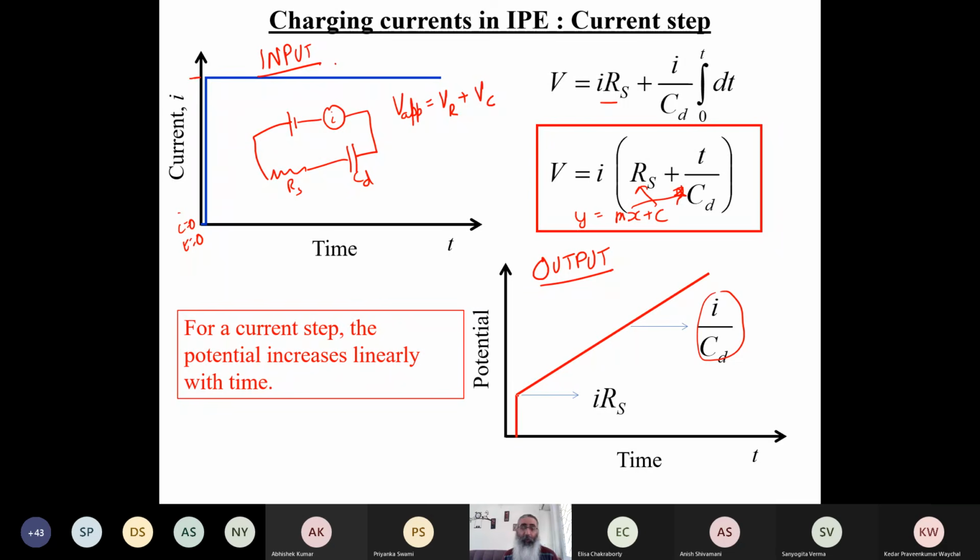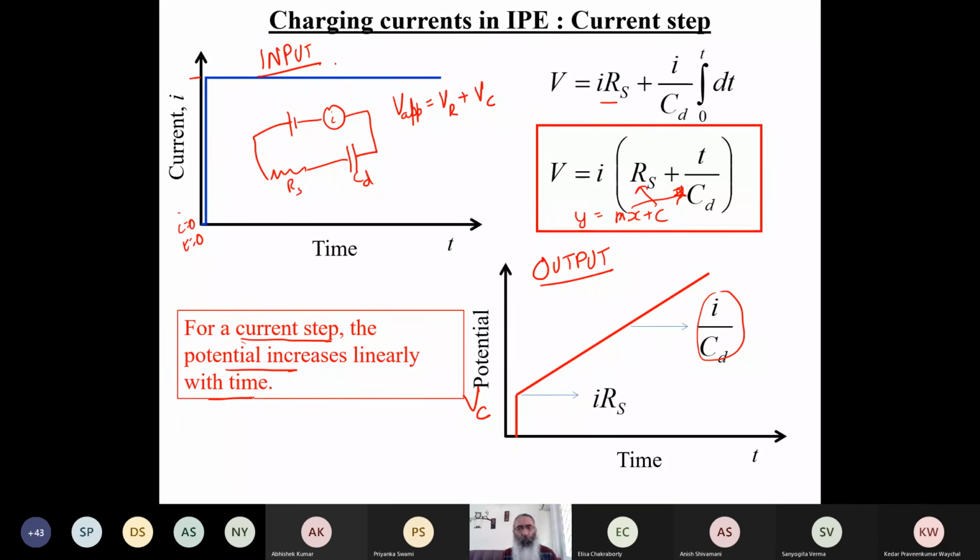So your output is going to be a potential that is constantly increasing with time, as long as you are applying a stable current. As long as you're applying a stable current, the potential generated across the capacitor is going to keep on increasing. That's what I have written here in words: for a current step, the potential increases linearly with respect to time.